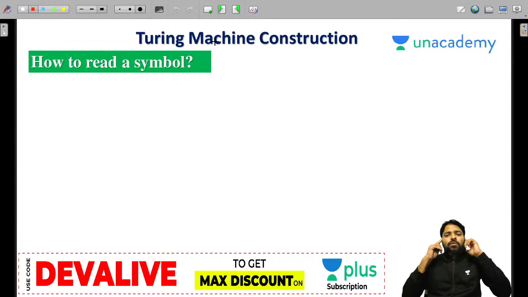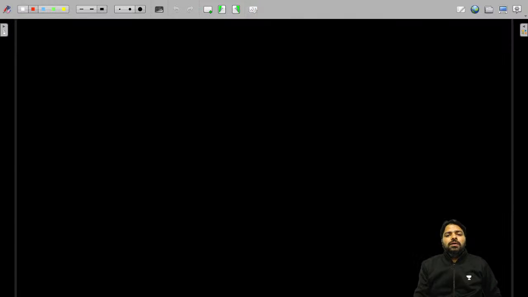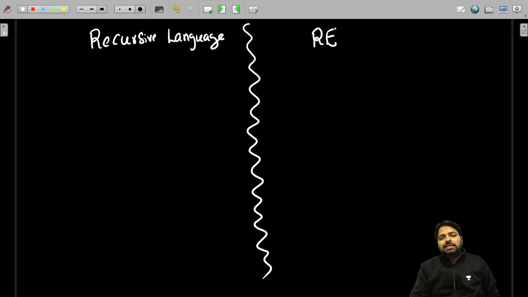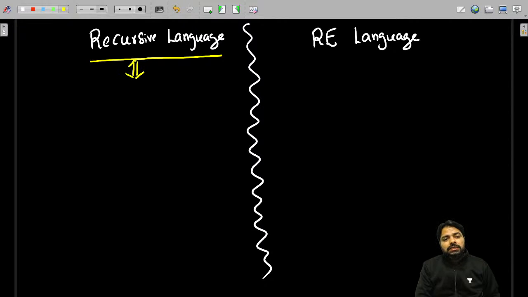Okay, now I told you one thing. We have many words, guys. Let me introduce some words now. One is recursive language. Another one is RE, meaning recursively enumerable language. There are many names for them. Synonyms, I am talking about synonyms. These can be called in many ways, with many other names.